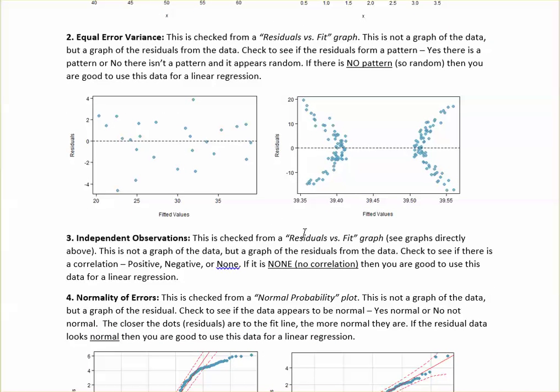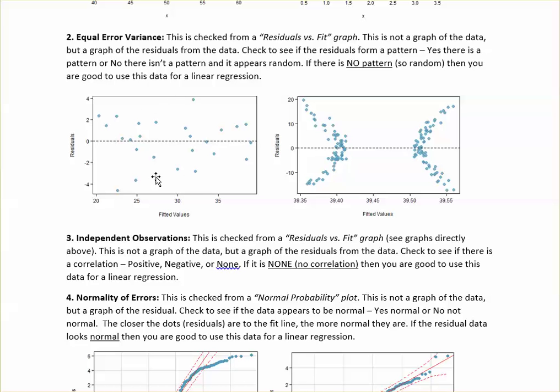So equal error variance. This is checked from a residuals versus fit graph. This is not a graph of the data, but a graph of the residuals from the data. So you remember we talked about what residuals were. So here, we've got the residual value and the fitted value. That's what it's showing. And what you're checking is to see if the residuals form a pattern. If there is a pattern, then that means the data is not random, and you don't want to use it. So if there's no pattern, so it is random, then you are good to use the data.